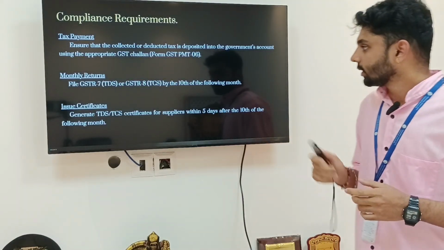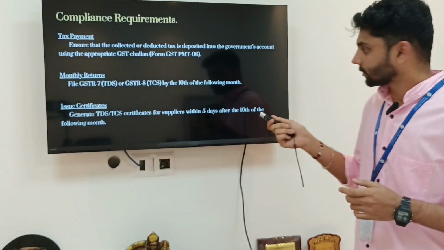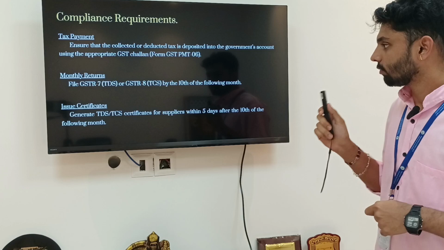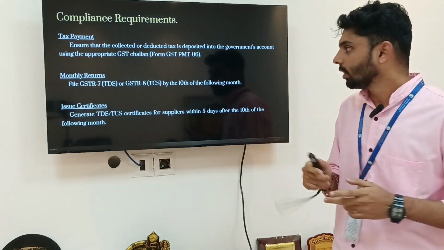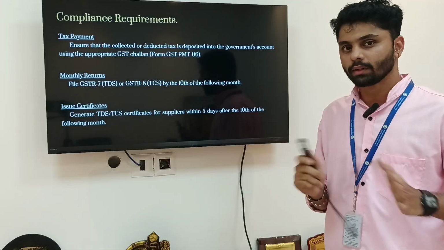Next is certificates, like TDS certificates for suppliers, which are to be issued within 5 days after the 10th of the following month. For TDS it's GSTR 7A. For TCS there is no appropriate certificate.